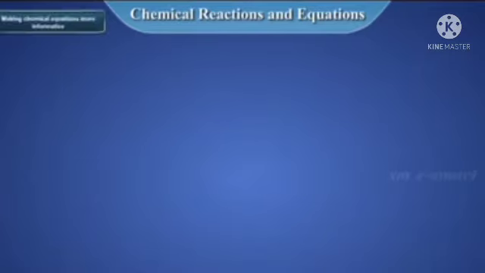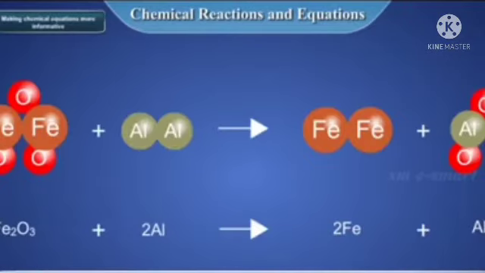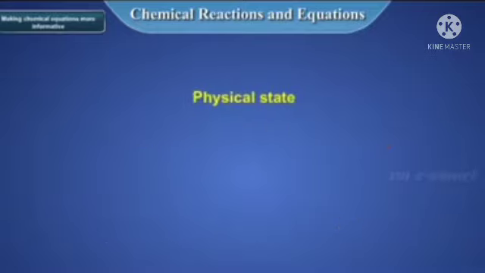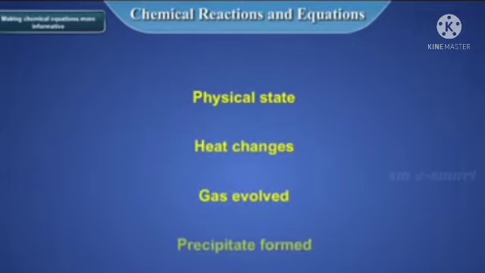Writing a chemical equation. Chemical equations are made informative by expressing the following characteristics of the reactants and products: physical states, this is a very important question, a 2 marks question; heat changes, gas evolved, precipitate formed.